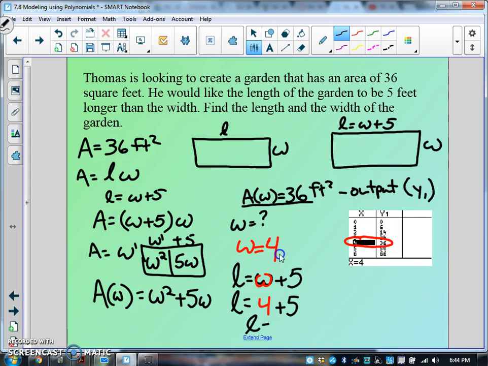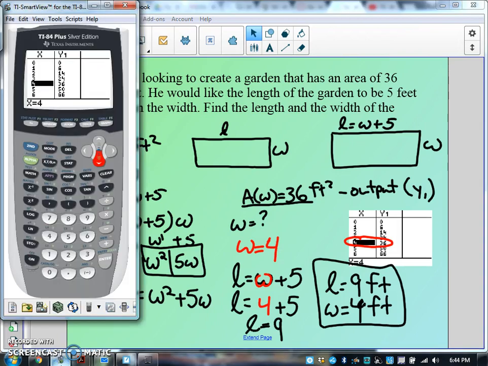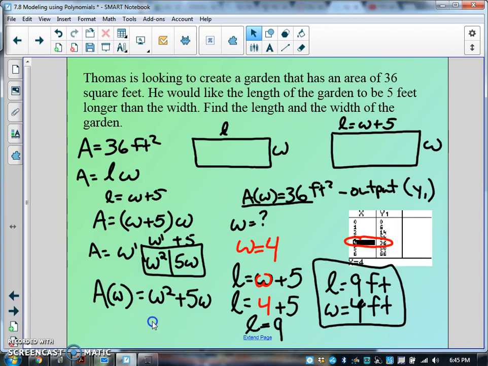Thus, my length is equal to 9. So I have a length of 9, and that would be 9 feet, by the way, and a width of 4 feet as well. By the way, if you take 9 times 4, and going ahead and doing that, 9 times 4 is 36, so I still have an area of 36 square feet.